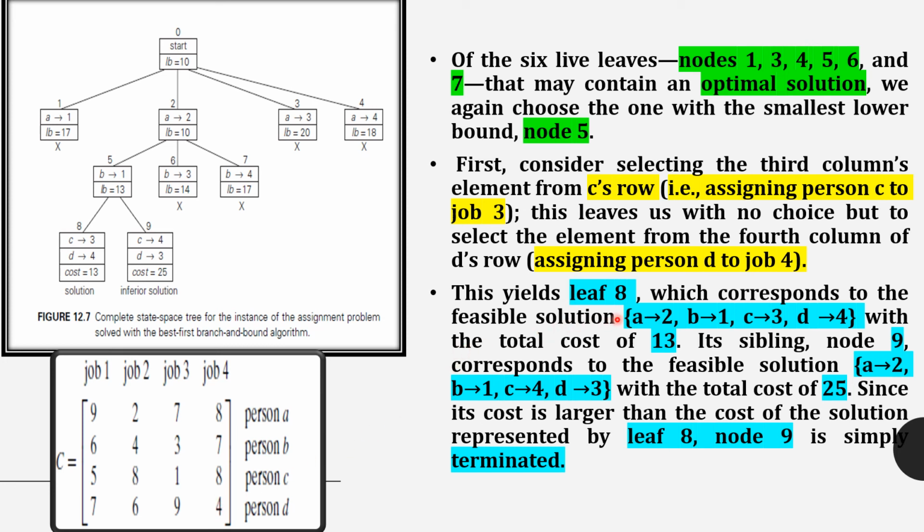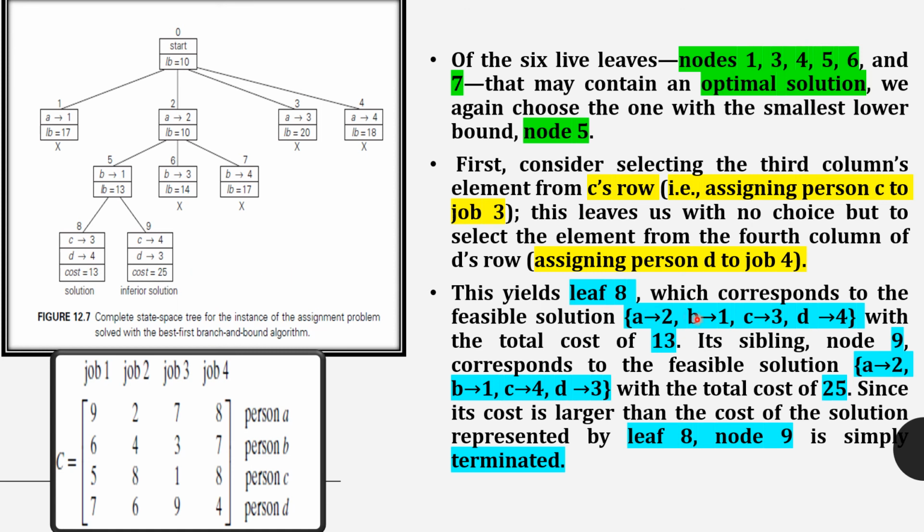So this yields leaf 8. Leaf 8. That means the third job we are assigning to C and the fourth job to D, right? If I assign like this, what is the lower bound, or what is the cost of this? So let us see. 2 plus 6 is 8. 8 plus 1 is 9, right? 9 plus 4 is 13. So the cost is 13 with respect to the leaf node 8.